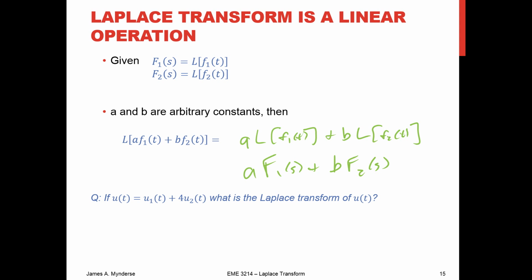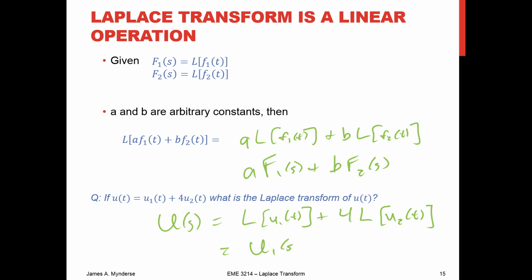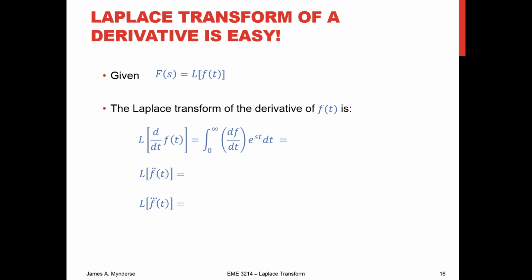So here's our example. If u of t is u sub 1 plus 4u sub 2, then what is the Laplace transform of u? Well, let's just apply linearity. So we could say that cap U of s is going to be Laplace of u sub 1 of t plus 4 Laplace of u sub 2 of t. So it must be just U1 of s plus 4 U2 of s. Nothing tricky there. We can apply linearity. This is why we love linearity. We also know that derivatives in Laplace are really easy to do.